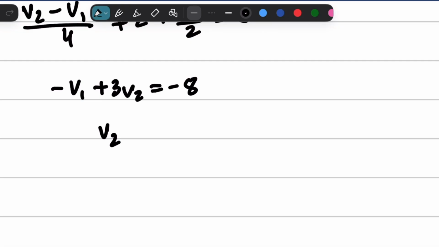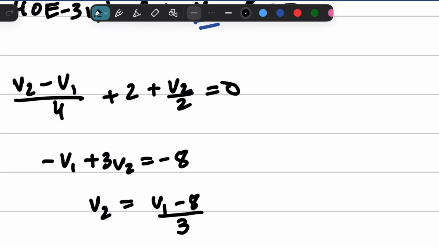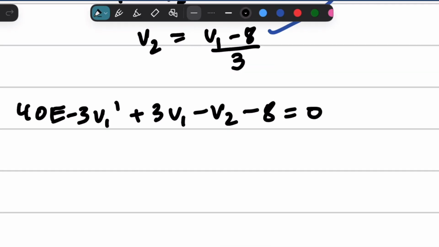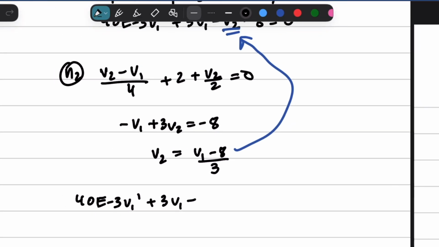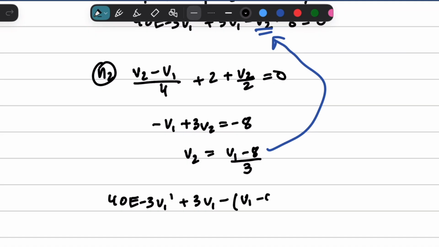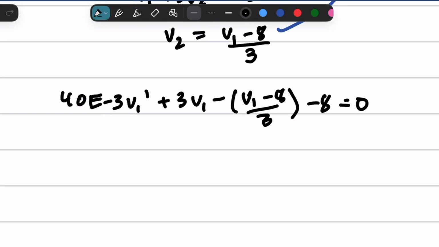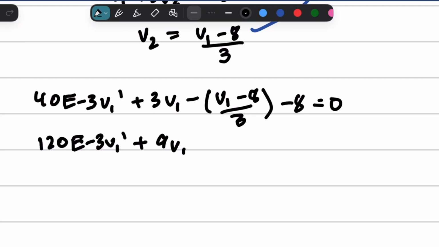So we're going to have V2 is equal to V1 minus 8 over 3 by solving this out for V2. And we're going to go ahead and plug this back into this equation. And so this right here is going to be V1 minus 8 over 3 minus 8. Don't forget that 8. Multiply everything by 3. So we got 120e negative 3 V1 prime plus, what is that, 9 V1 minus V1. So that's just 8 V1 right here. Plus 8 minus 24 is equal to 0.